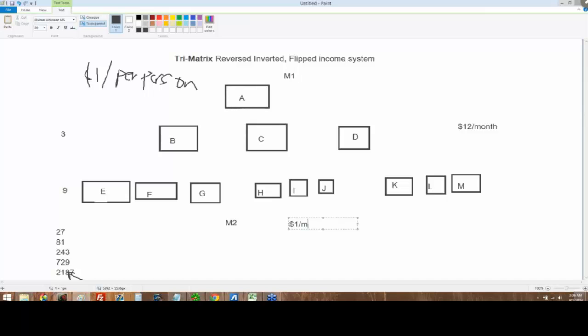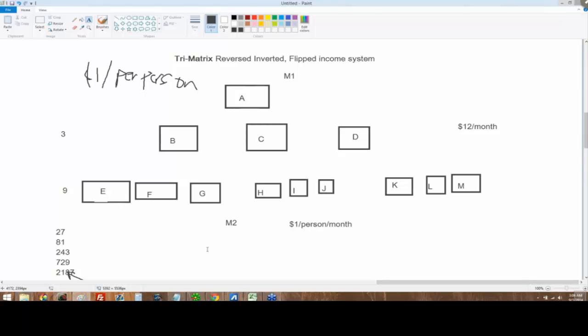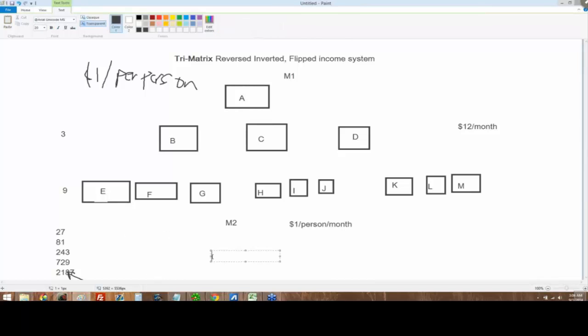And M2 is the same way. It's $1 per person per month. That means that now M is going to be making $12 a month, while A is also making $12 a month, even though neither one of them has recruited many people at all. Given the math behind it, there are too many people. The 2,100 people here, it's not going to be sufficient to flip it once. So then we do a second thing.